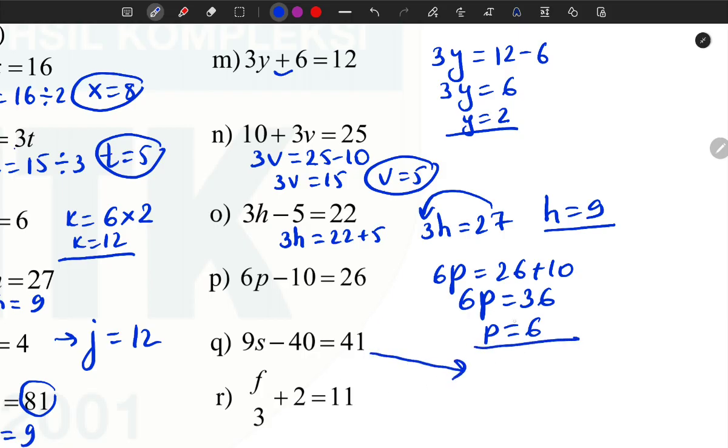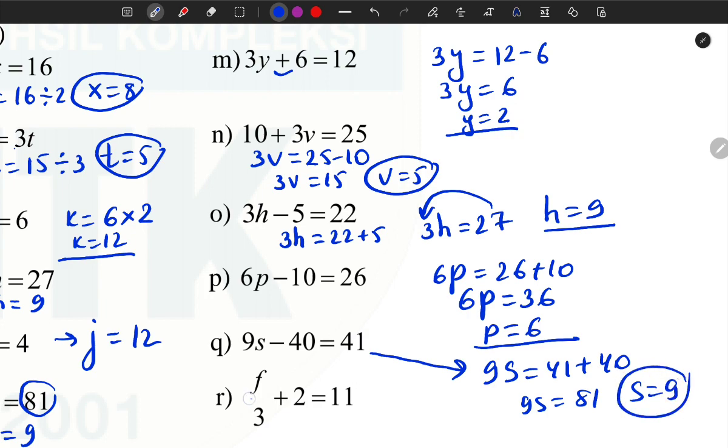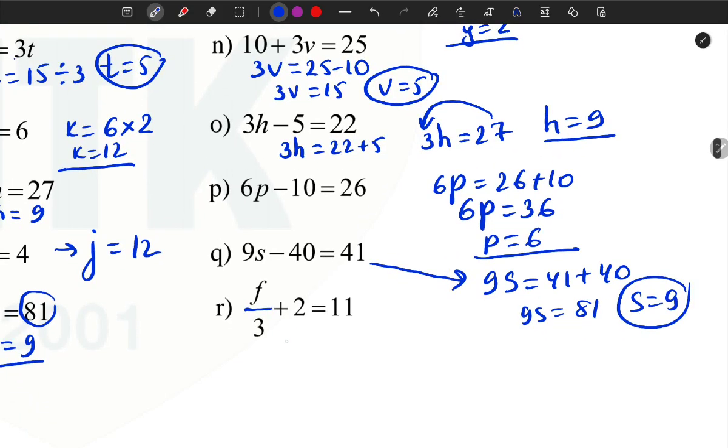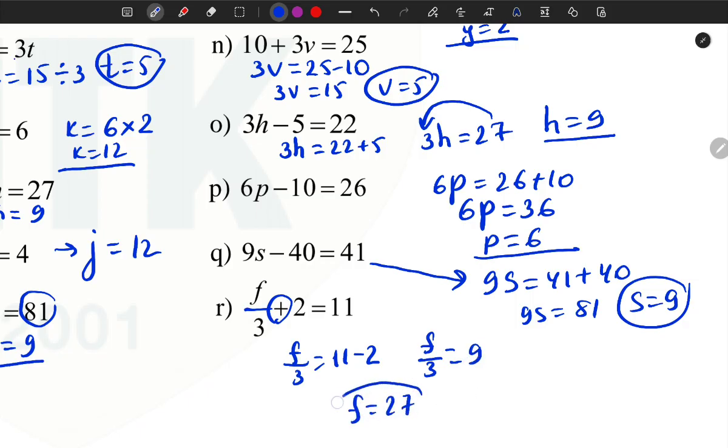Variant Q. Here first we need to add 41 and 40. We get 81. 9s is 81. s is 9. Here we need to subtract 2 from 11 because we know it is addition, and the inverse operation of addition is subtraction. That's why we subtract 2 from 11 and we get f divided by 3 gives us 9 and f is 27.